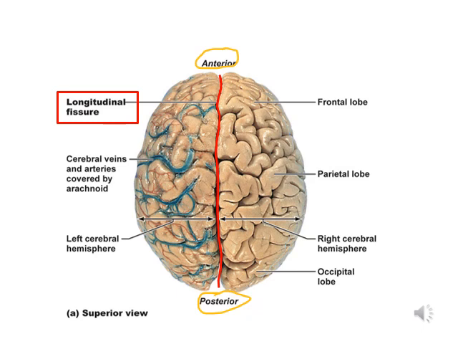When you look at this picture, we are looking at the brain from the superior view. That means we look at the brain from the top of the head. So you can see the anterior side and posterior side of the brain. In the middle, you can see a red line passing through the sagittal plane, from the anterior to the posterior side. We call this line the longitudinal fissure. It's a very deep groove between the left and right cerebral hemispheres.